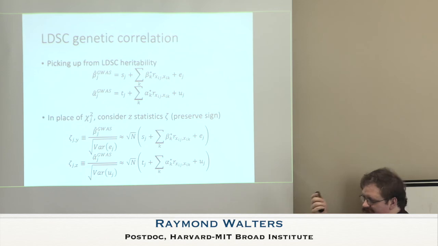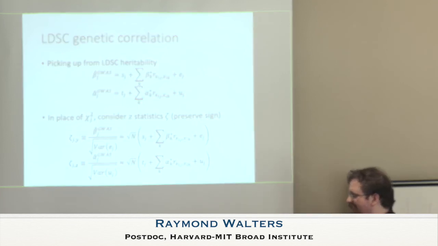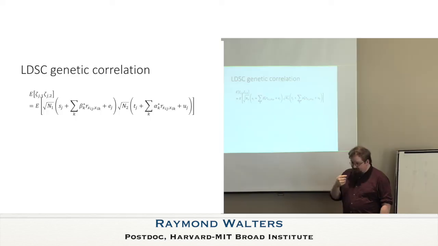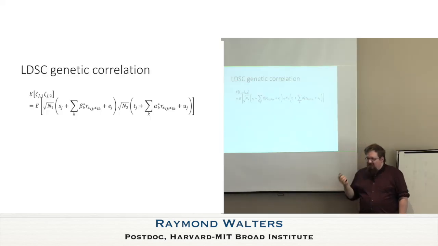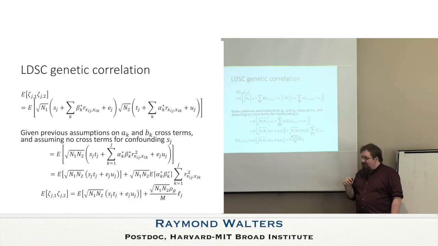Instead of thinking about the chi-square statistics as we did before, we now think about the z statistics. I've got these as zetas to try and avoid the other confusion with z. But these are just standard z statistics in terms of betas and standard errors, in our previous statement about what those look like in terms of these effect sizes. And so it turns out that what we get nicely is that the expectation for the product of the two z-scores at a given SNP, so the z-score for the first trait at a SNP and the z-score for the second trait at a SNP, is this product of the previous values.